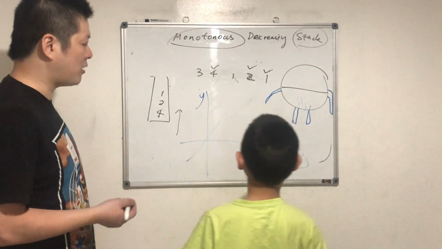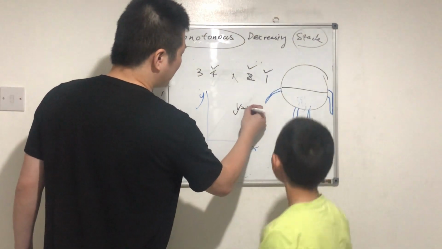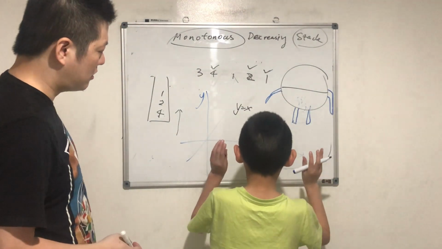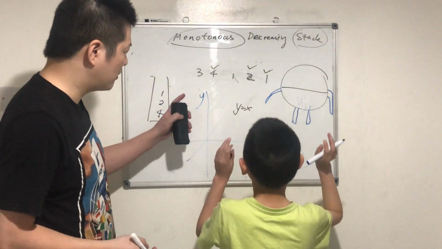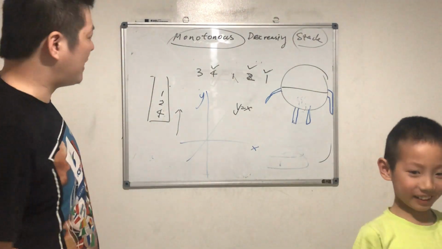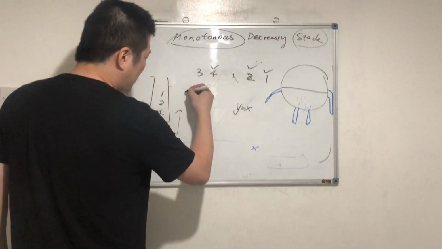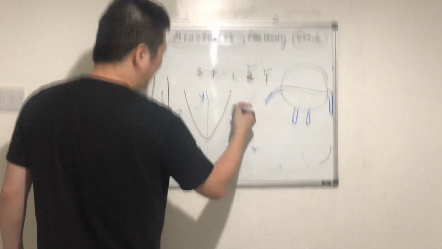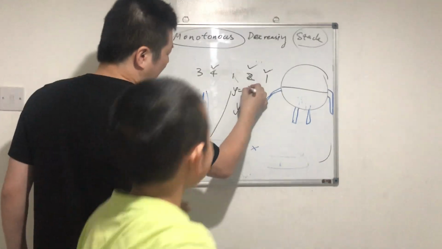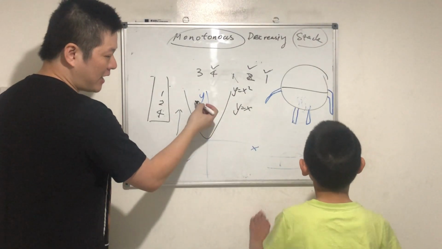Monotonous. I think this is x and this is y. And this graph is y equals x, right? So, what's monotonous? When x is increasing, y is increasing. Easy peasy, lemon peasy. Okay, so look, Eric, this is the graph for y equals x squared. Right? Look, Eric.